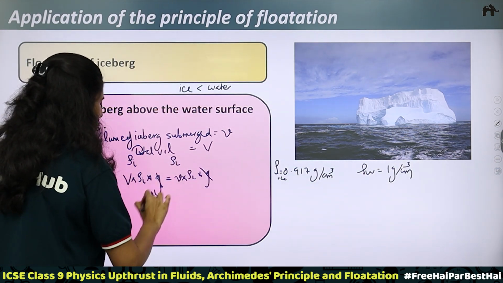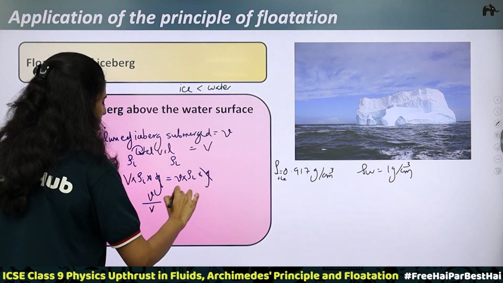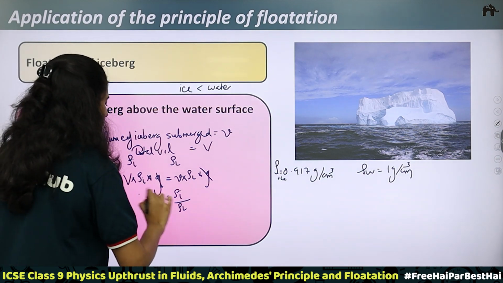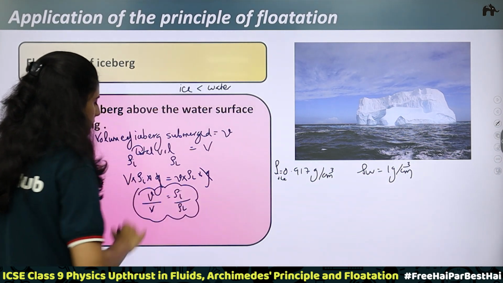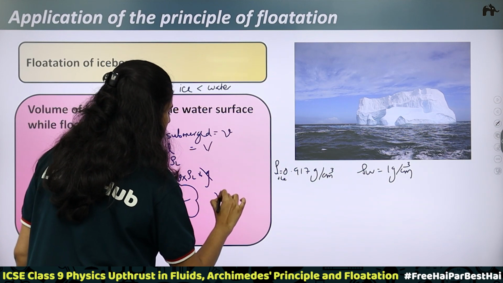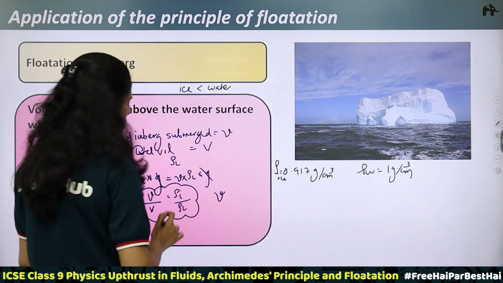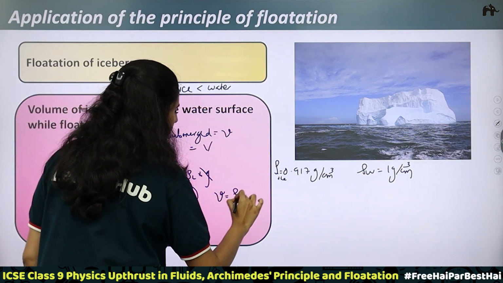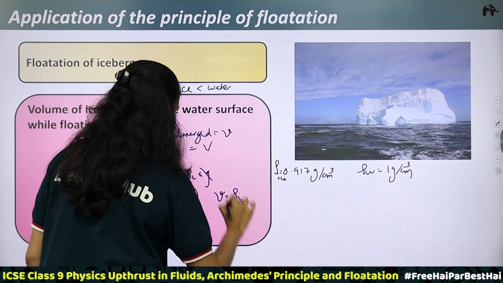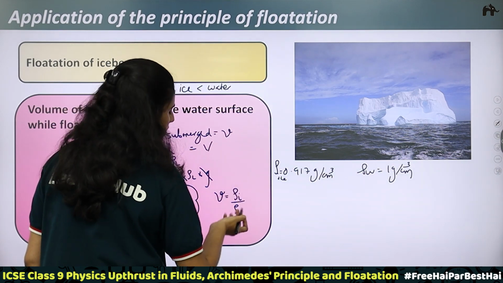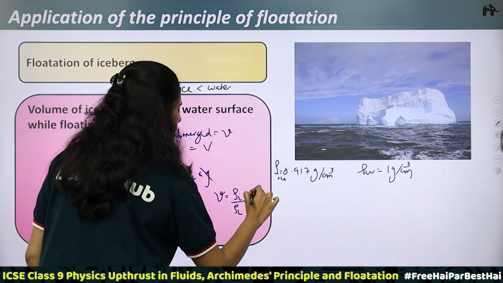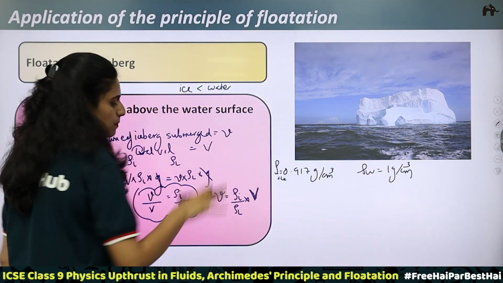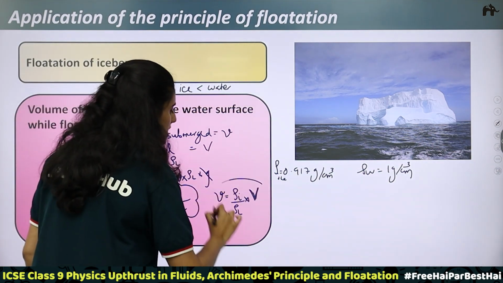You will have small letter v by capital V is equal to density of iceberg divided by the density of liquid, that is water. Okay. So, this is how you will be able to find it. Which means the volume of the iceberg that is submerged will be equal to density of ice divided by the density of water, here the liquid is water, into the total volume of the iceberg. Okay. So, from this we get the submerged portion.